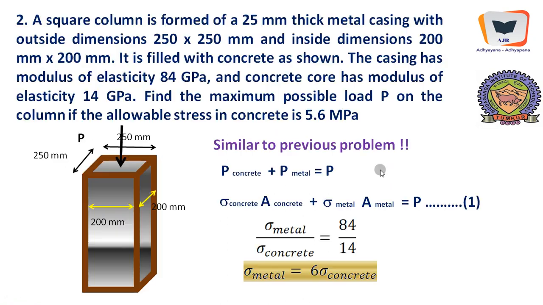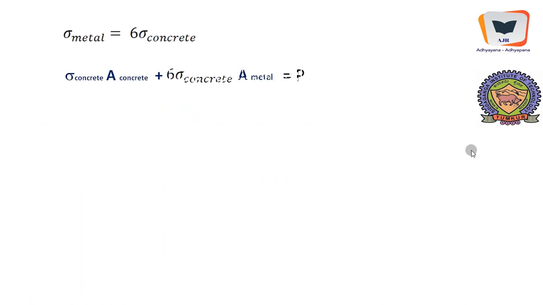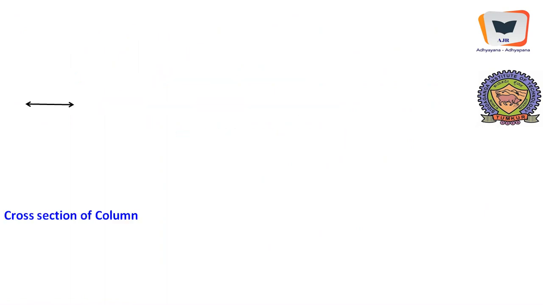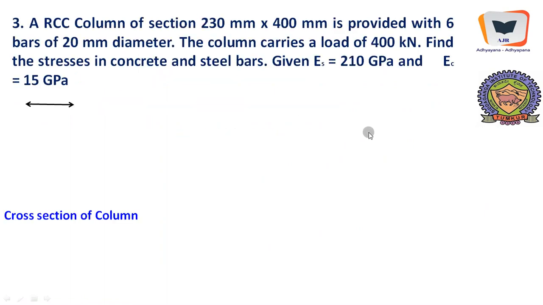The question was to find the maximum possible load P on the column if the allowable stress in concrete is 5.6 MPa. We could have continued this problem and found the stress in steel, the stress in the metal casing, by making use of this. So in the metal, the stress will be 6 times 5.6. Anyway, that is not asked, therefore we have not found it out.